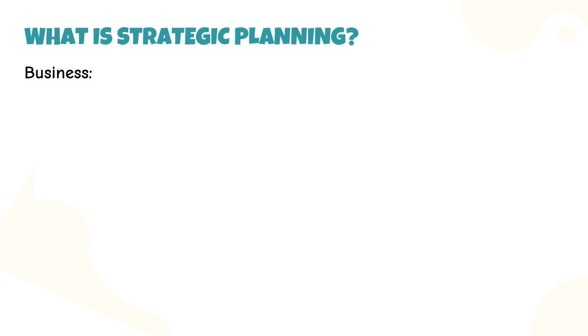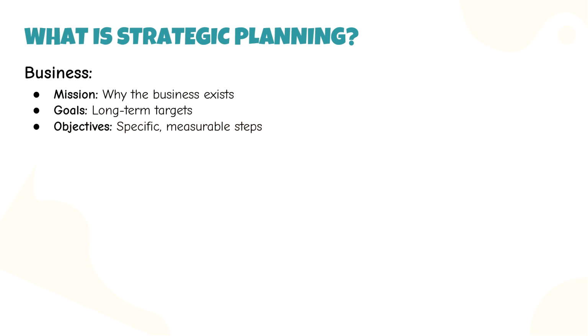In a business, every business has a mission. A mission tells you why the business exists. Next, the business has their goals, which are the long-term targets that they are working towards. They've also got their business objectives, which are specific, measurable steps. And then the business also has business strategies, which is the process or the plan of action. The business has business tactics, which looks at the day-to-day actions of a business.